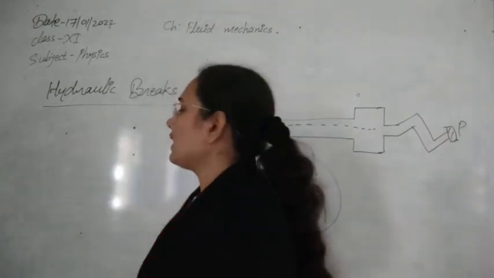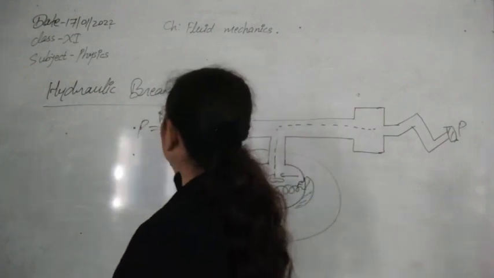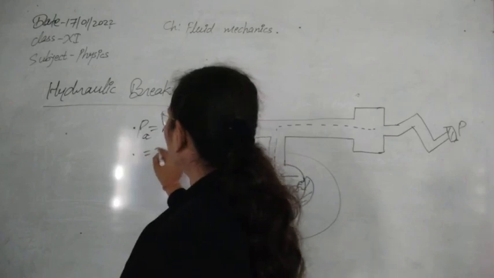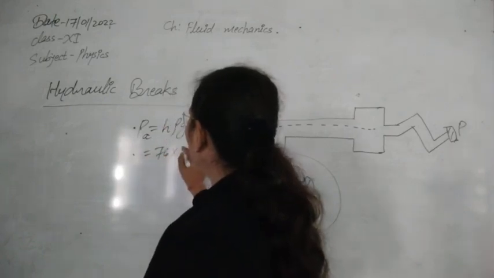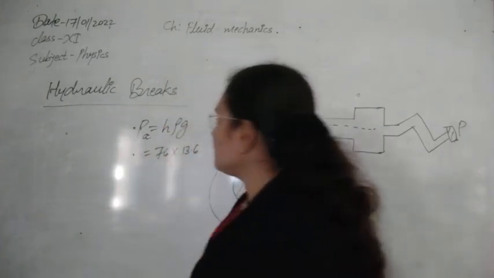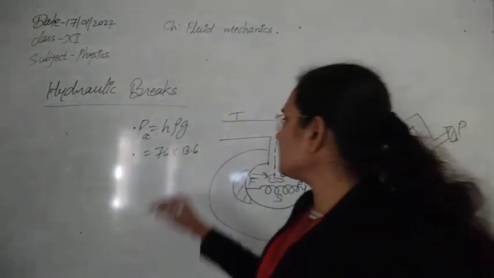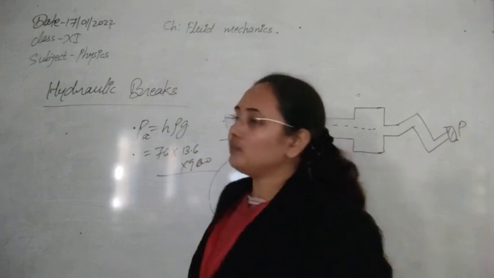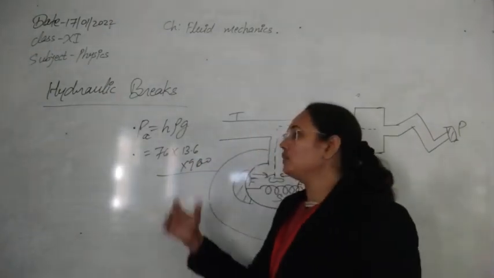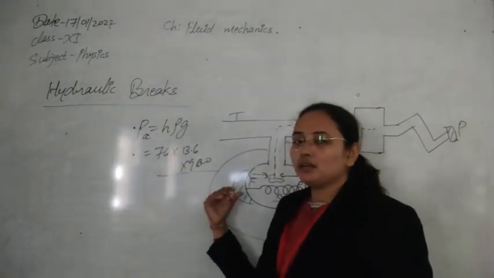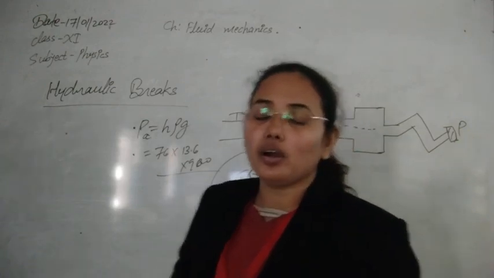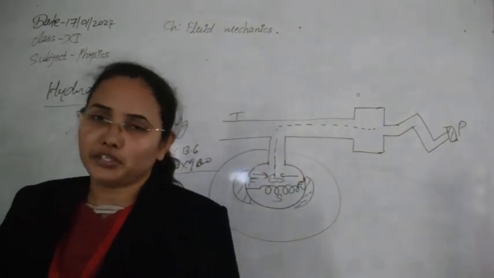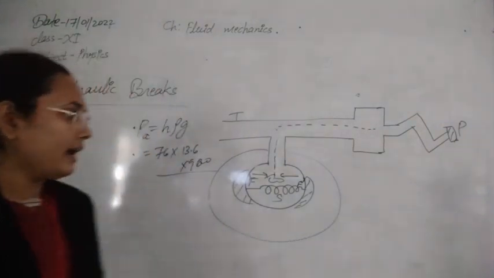Using that, we can calculate the atmospheric pressure, which is equal to h rho g. Here h has a value of 76 cm, rho is the density of mercury, 13.6, and g has a value of 980. We can calculate the atmospheric pressure in terms of dyne per centimeter square, or also convert it into newton, and that is called 1 atmospheric pressure. So I think this is all cleared.